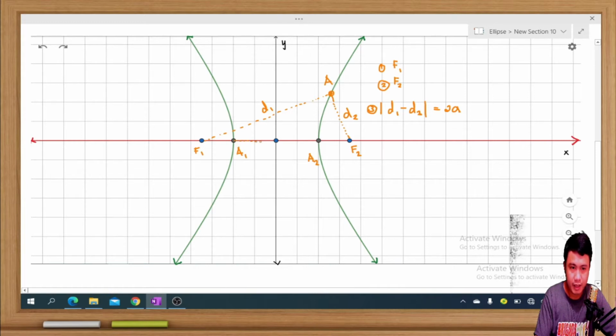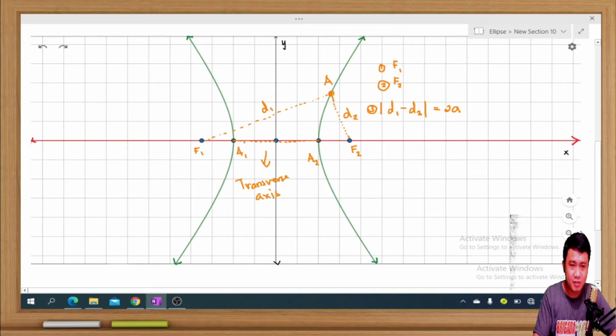So, i-connect natin. Then, we can have what we call the transverse axis. Ito po yung transverse axis. Yan yung tinatawag nating transverse axis. Bago po ito. Bagong term ito. Transverse axis. Pag sa ellipse, we have the major axis. Pagka naman sa hyperbola, ang mayroon po tayo is the transverse axis.